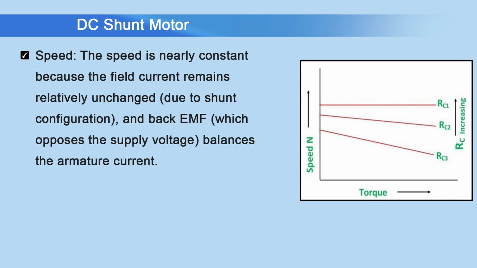conveyor belt and elevators. Okay, and if you see the characteristic graph of a DC shunt motor, the speed torque curve of a DC shunt motor is almost flat, which indicates a little change in the speed with respect to the change in torque.